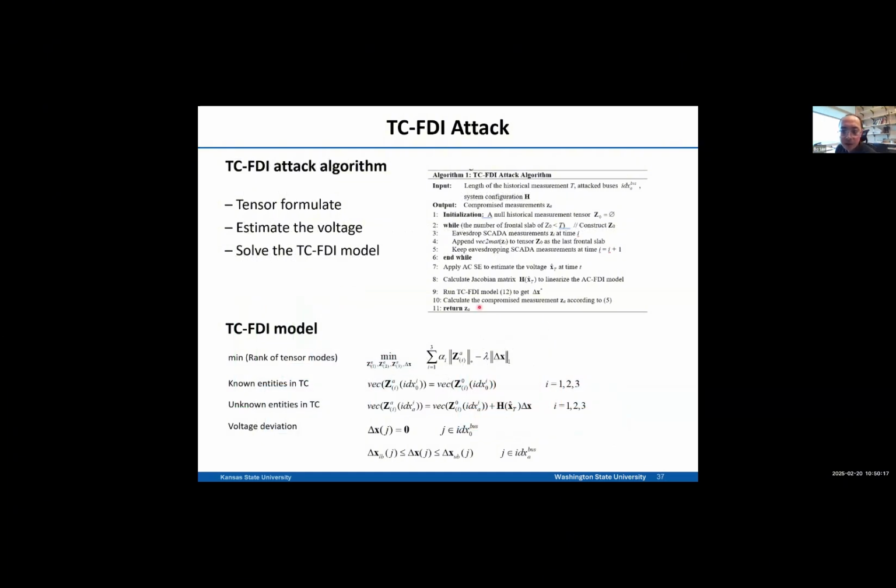In the tensor completion model, we minimize the nuclear norm of a third-order tensor and also maximize the voltage bias. We convert the tensor to 3-mode matrices, Z1, Z2, and Z3. So the nuclear norm of a third-order tensor is equal to the sum of the nuclear norms of the 3-mode matrices. Also, this constraint defines the known and unknown entries before and after the attack. And the last remaining constraint sets the voltage deviation constraints.